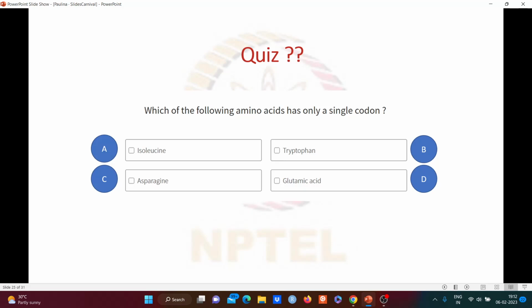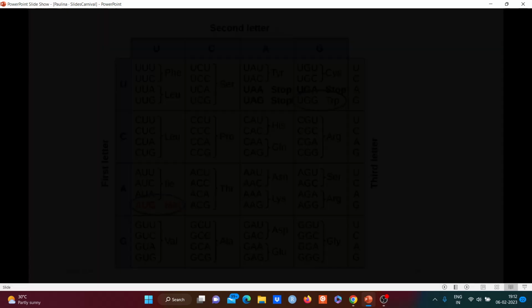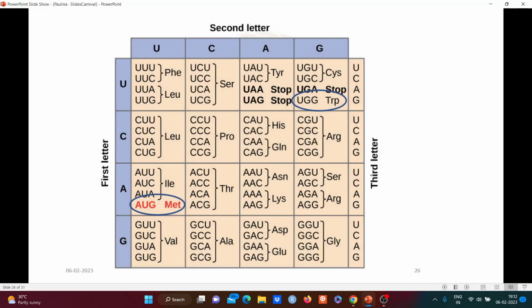Great, all the answers are correct. The answer is B. I'll show you a codon table here. Given the options, tryptophan is correct as it is coded by only one codon, and the start codon is also coded in one way. Methionine also has only one codon, but methionine is not given in the options, so tryptophan is the correct answer.